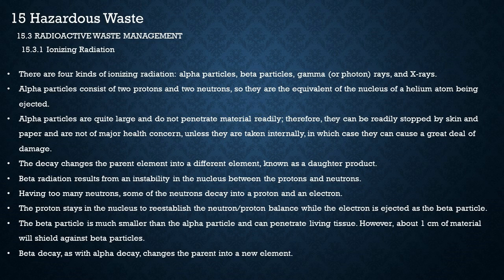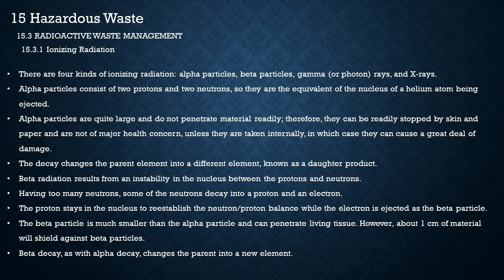Alpha particles consist of 2 protons and 2 neutrons, so they are the equivalent of the nucleus of a helium atom being ejected. Alpha particles are quite large and do not penetrate material readily, therefore they can be readily stopped by skin and paper and are not of major health concern unless they are taken internally, in which case they can cause a great deal of damage. The decay changes the parent element into a different element known as a daughter product.